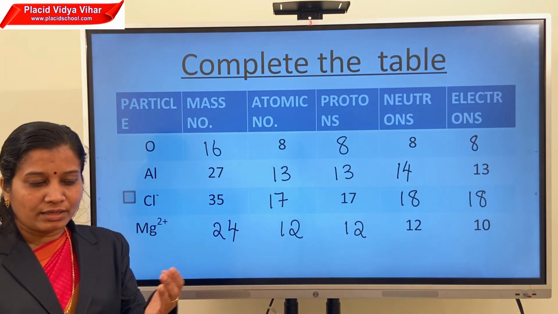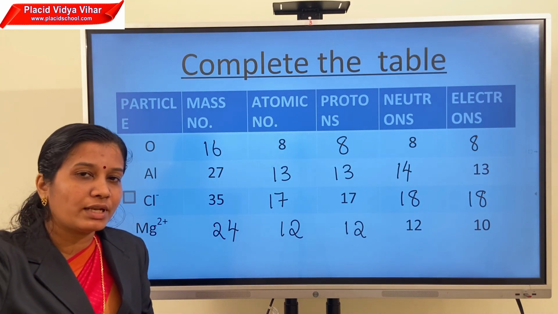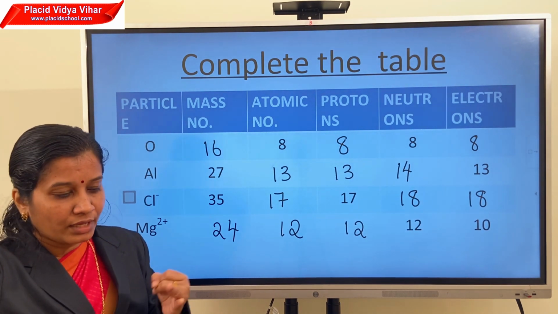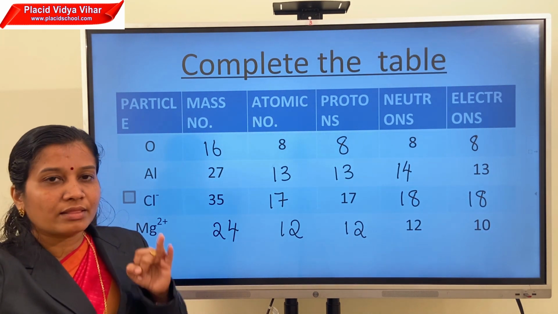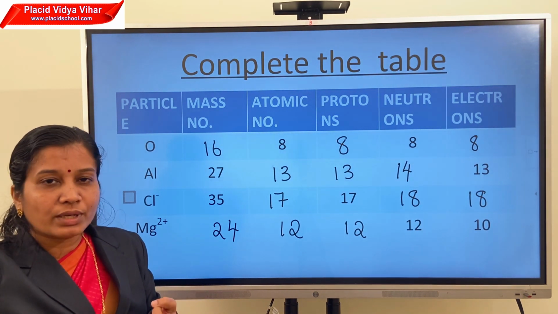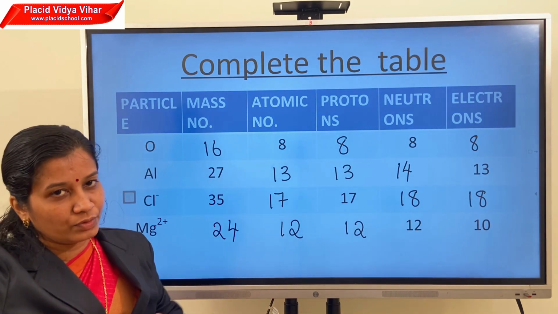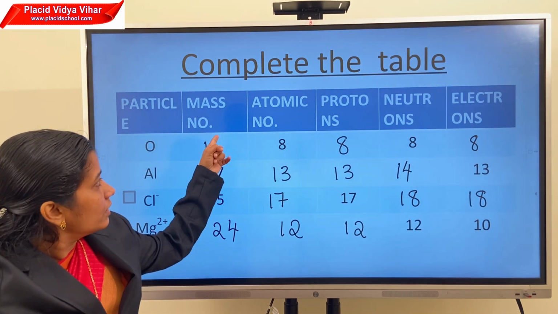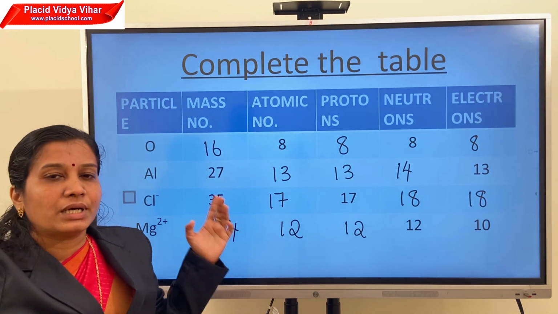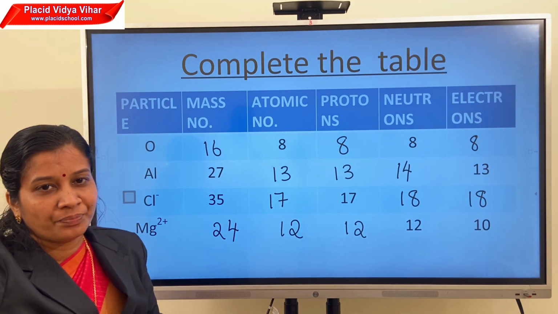So again, atomic number represents the number of protons. It is equal to the number of electrons in the neutral atom. Then mass number represents the number of protons plus neutrons. Then how can we find out the mass number? Number of protons plus number of neutrons. And if you are given the mass number and atomic number, how can we find out the number of neutrons? Mass number minus atomic number gives the number of neutrons.